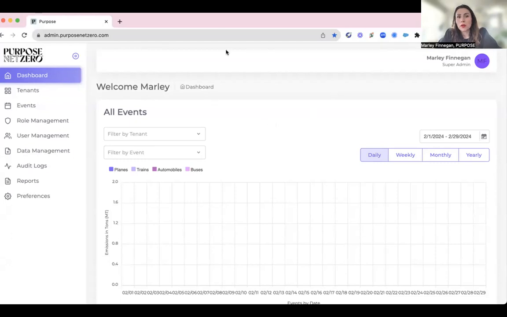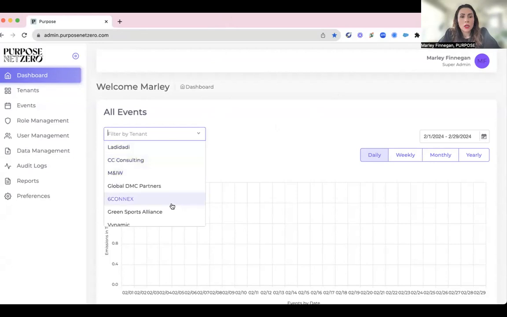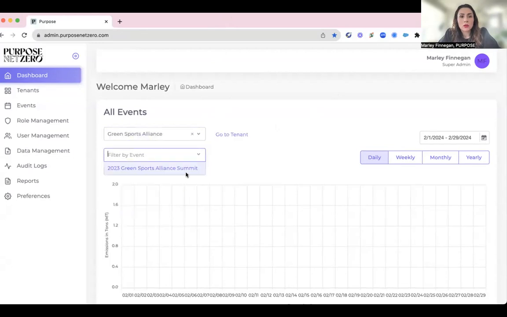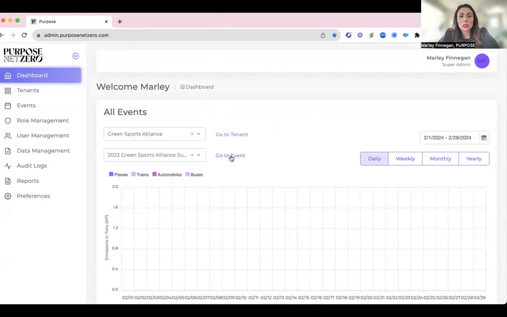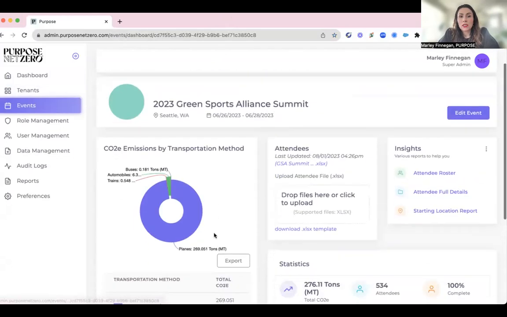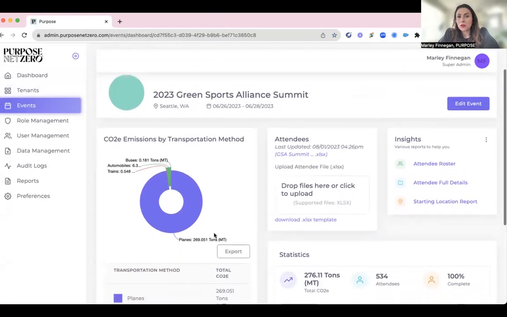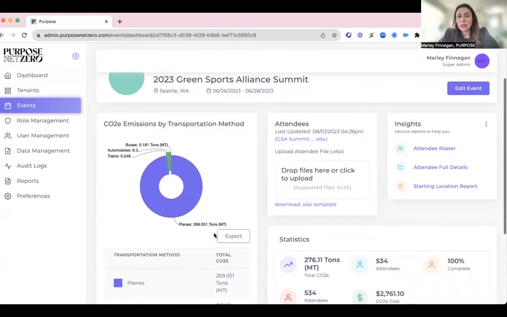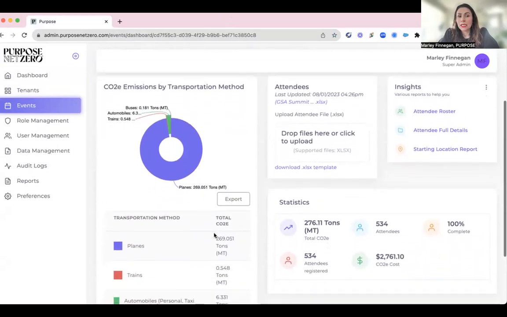Okay, now we're going to showcase another client event that did not use a registration integration with Cvent or Swoogo. They used our spreadsheet input, which is a simple way to do it without having the registration integrated. So we're going to go down to this client and go to their client event. So this is an event that I actually attended. It's the Green Sports Alliance. It's a beautiful event. It was held in Seattle, Washington.